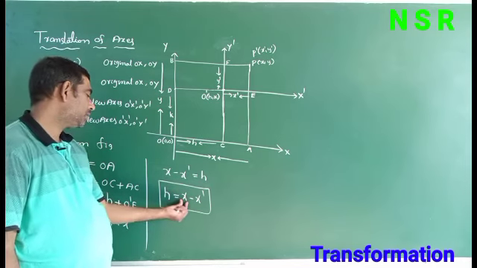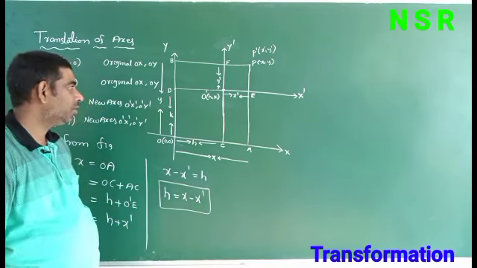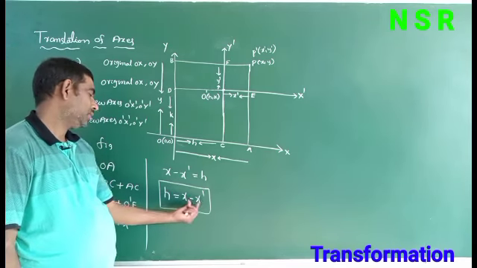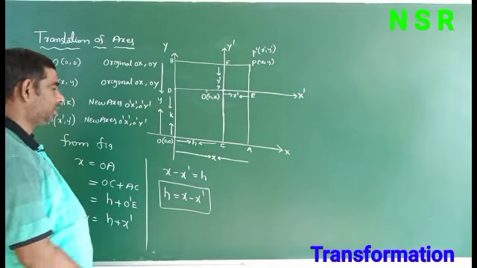It is the position point x coordinate in the original axis minus the position point x coordinate in the new axis. So h is equal to x minus x dash.